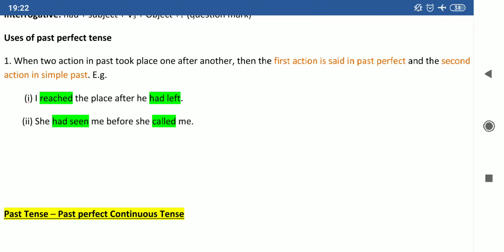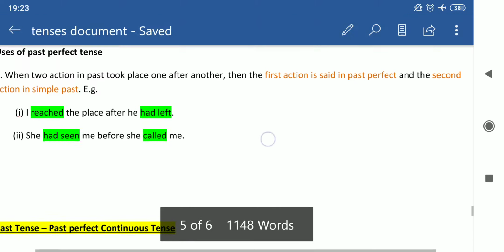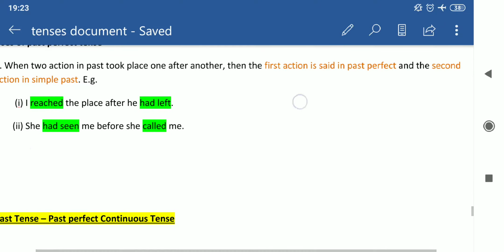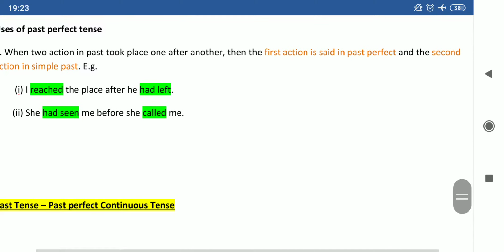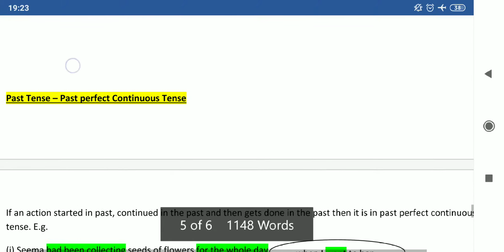I will again repeat the use of past perfect. When two actions in past took place one after another, then the first action is said in past perfect, which completed first, and the second action, which completed second, is in past tense. The first action which is finished will be said with the help of past perfect, and the second action with the help of simple past tense. I hope you understood it clearly.